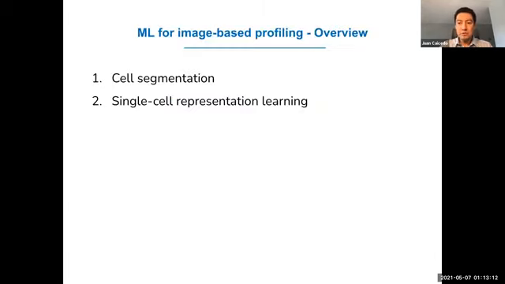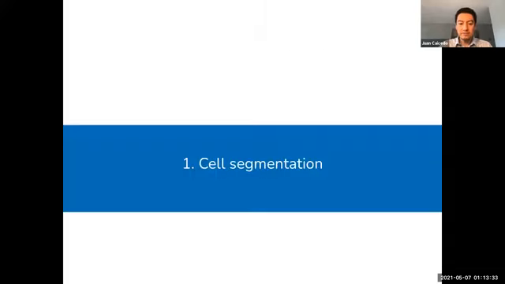So what I'm going to be talking about today is two computational problems that are associated to this specific image-based profiling pipeline. The first one is cell segmentation, and the second one is single cell representation learning. So let's get started with cell segmentation.